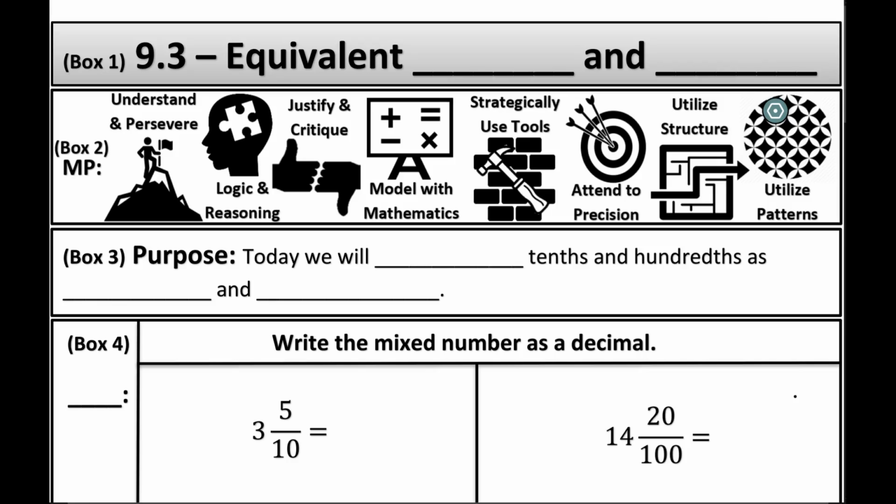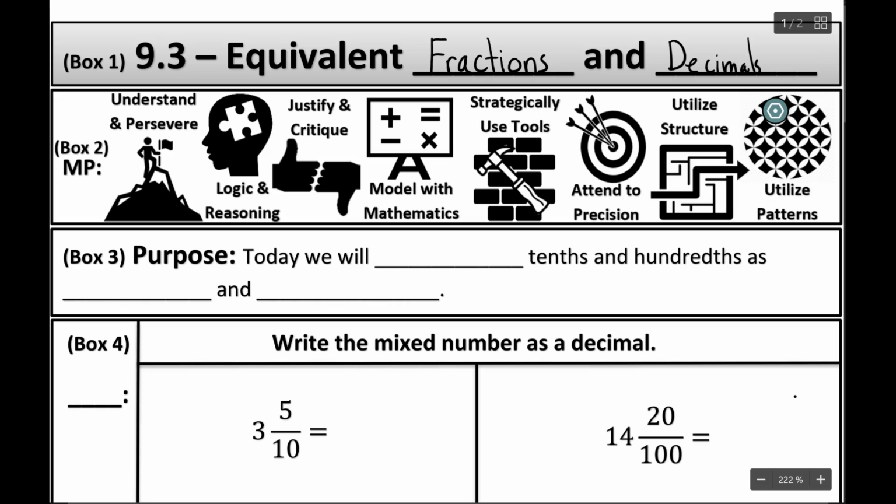Alrighty students, it's Mr. Arevalo with another new lesson, and for today's lesson we're going to be focusing on Box 1, 9.3, equivalent fractions and decimals.